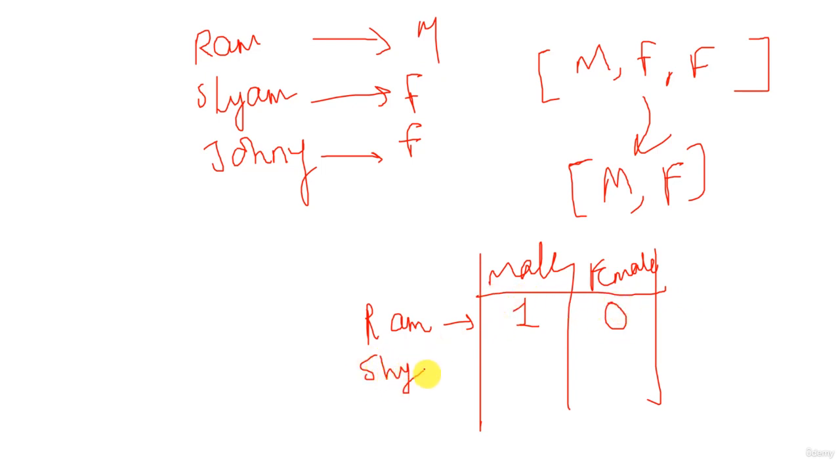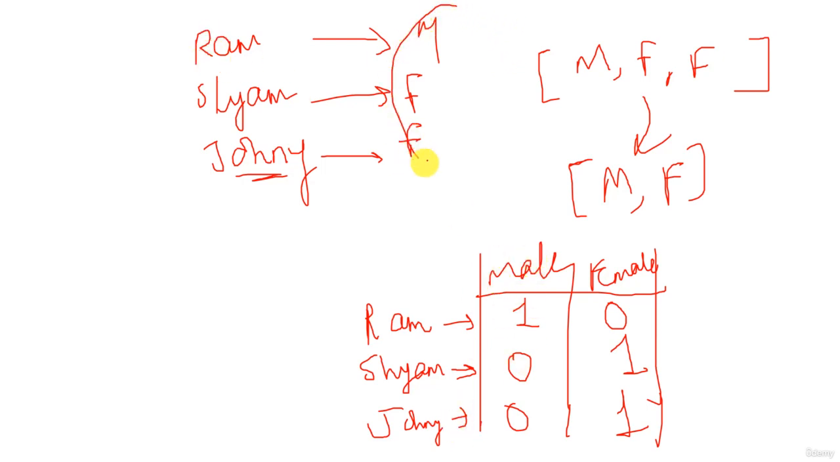Let us encode the person Sam and his gender. So Sam is female. So for the female part it will be 1 and he is not male, so it will be 0. Similarly, for the Johnny part, she is female. So in the female part it will be 1 and Johnny will have male 0. So this is for Johnny. So in this way we can convert any categorical variables into integers now, and we can use this for our machine learning models because we can incorporate integer values in our model.